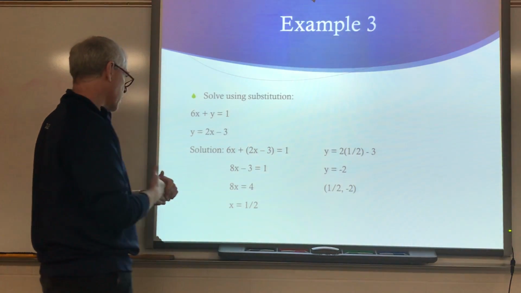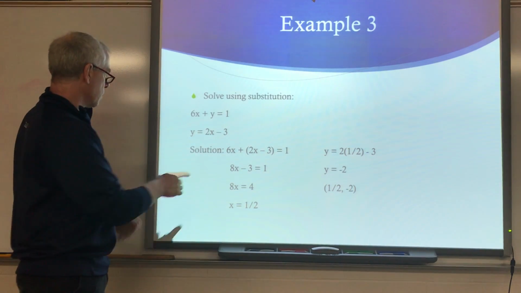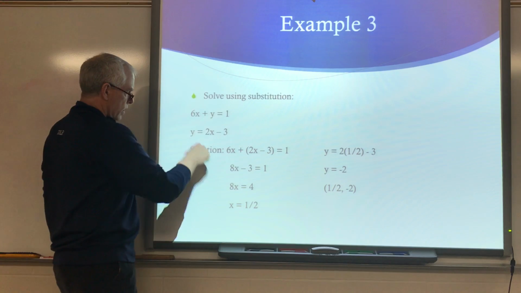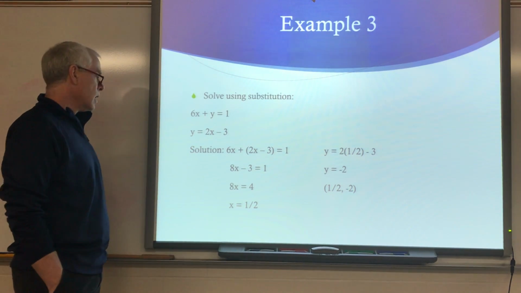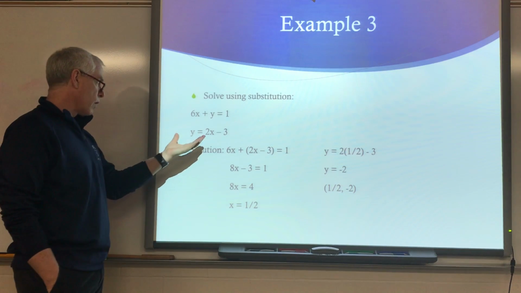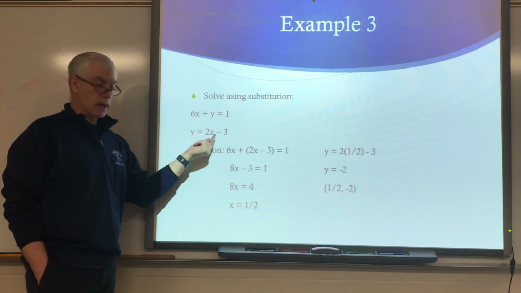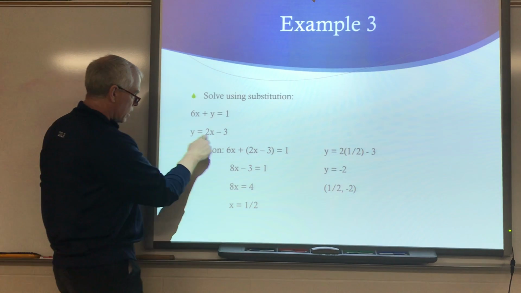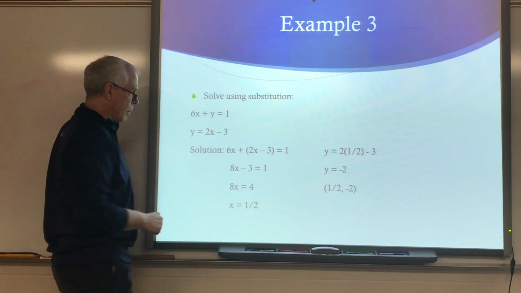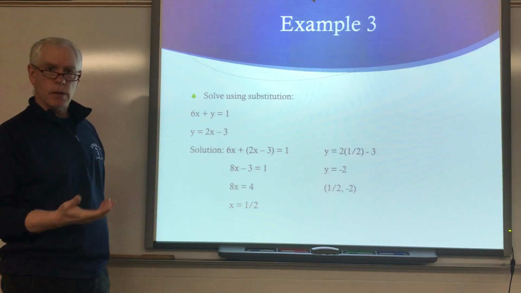You'll probably remember anyway. Okay, so solve using substitution. You've got a set of equations here: 6x plus y equals 1 and y equals 2x minus 3. Step 1 is to solve for one of the variables, and it turns out y is already isolated. y equals 2x minus 3. So then I'm going to take that expression, 2x minus 3, and put it back in for y in the first equation.